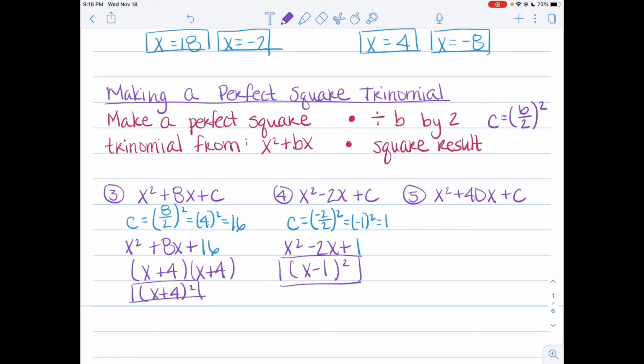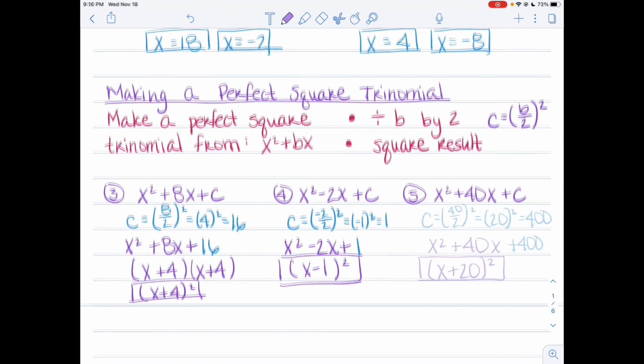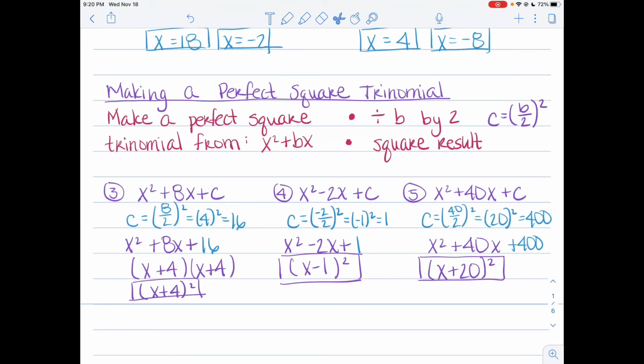All right, why don't you try number 5 and then come back here to double check. Okay, let's see how you did. You should have calculated c to be (b over 2) squared, or (40 over 2) squared, which is 20 squared, or 400. So plug in 400 for c, and then from there you can write your binomial squared, (x plus 20) squared, because 20 is half of 40.